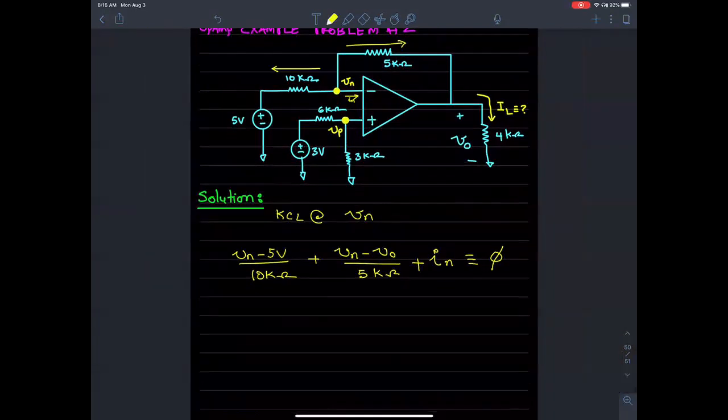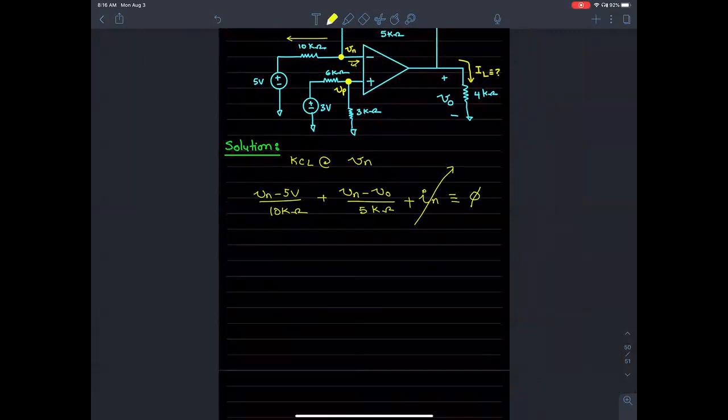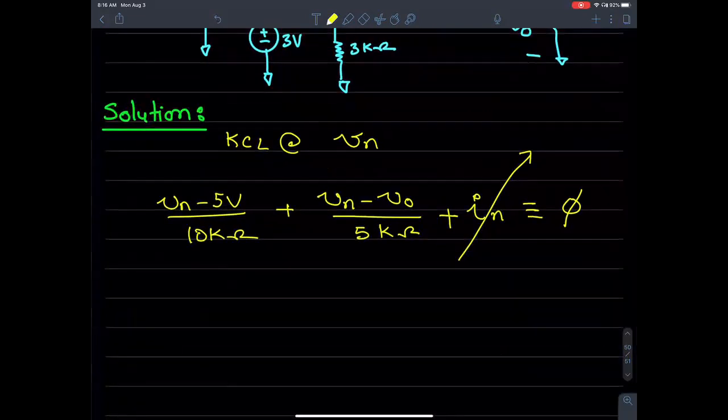And when we apply the rules, we know for a fact that this guy is going to go to 0. So the resultant equation is Vn minus 5 volts over 10 kilo ohms plus Vn minus V0 over 5 kilo ohms, all of that equals 0. So I leave it there. That's step 1.